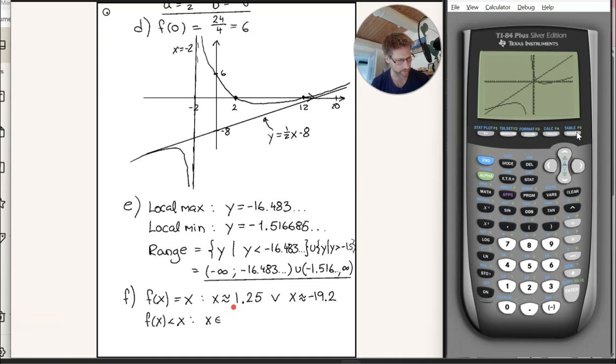in the interval between this minus 19.2, so we don't want to include it because there we have equality, and the inequality is a sharp one, so we want to go from but not including the minus 19.2, and then all the way up to minus 2, but not including, because we don't have a function value there, union with anything from this 1.25 to infinity. And that's the answer to the inequality.